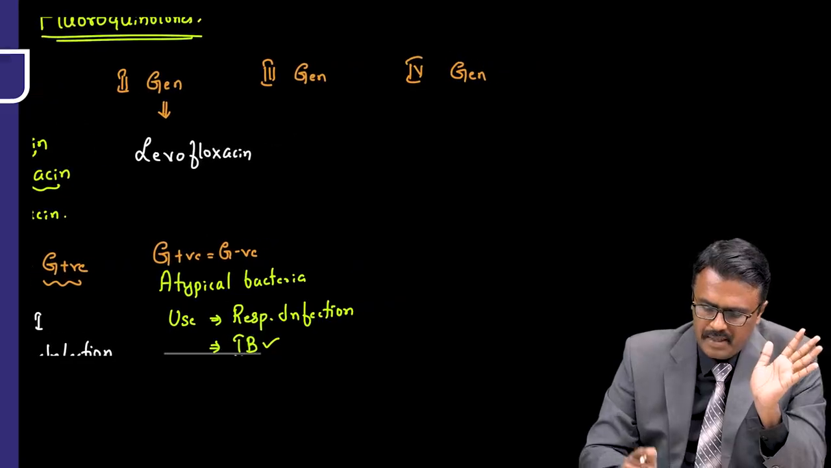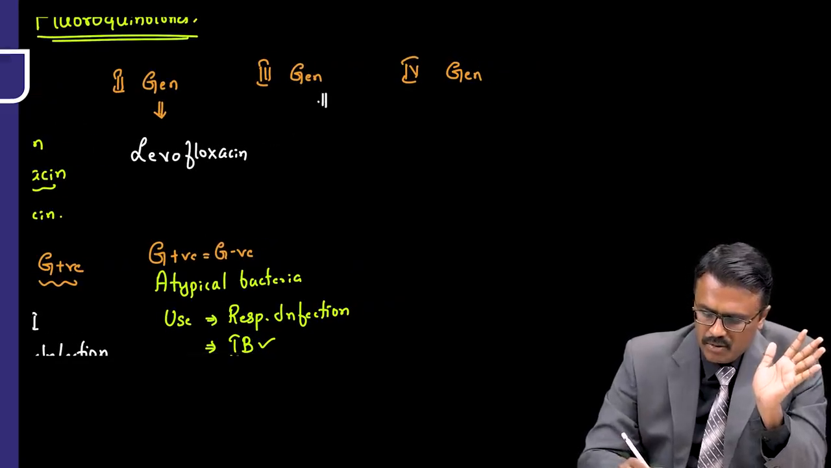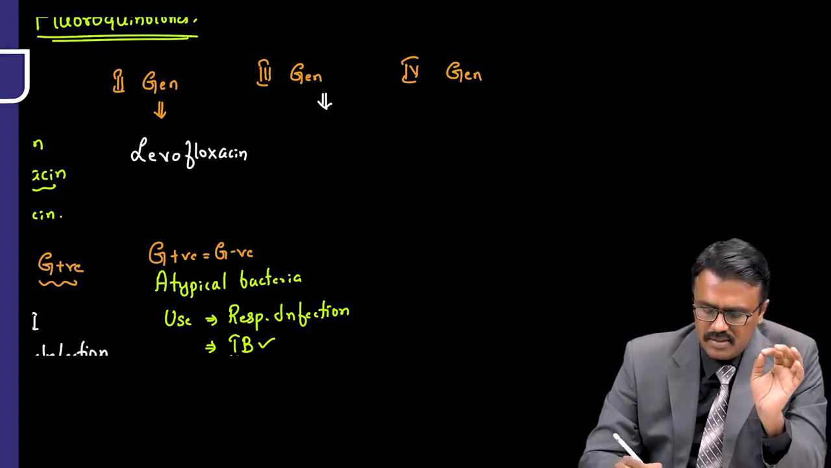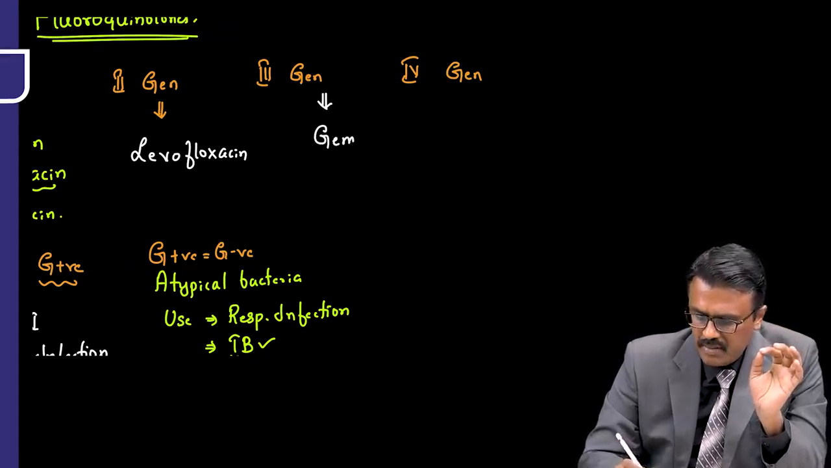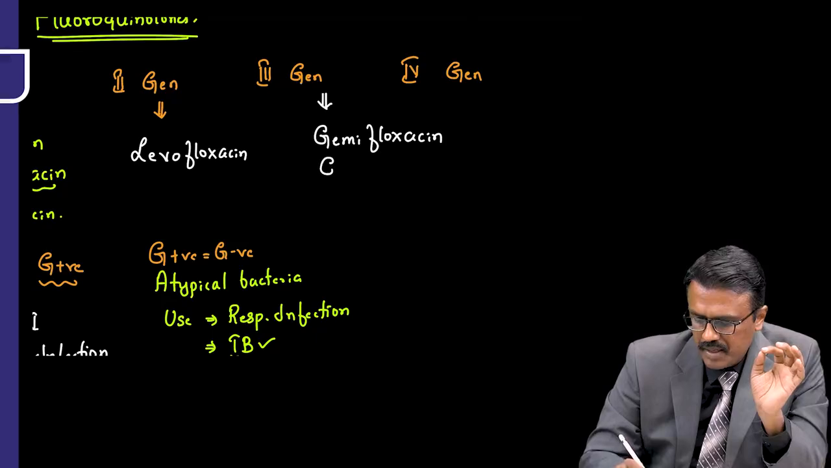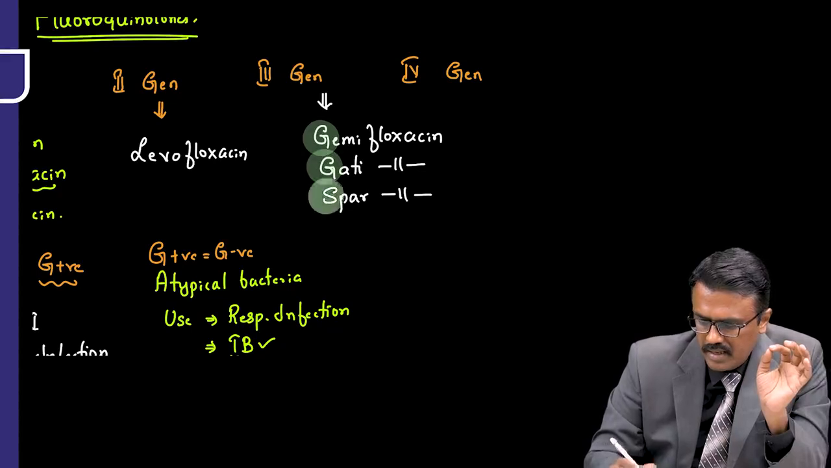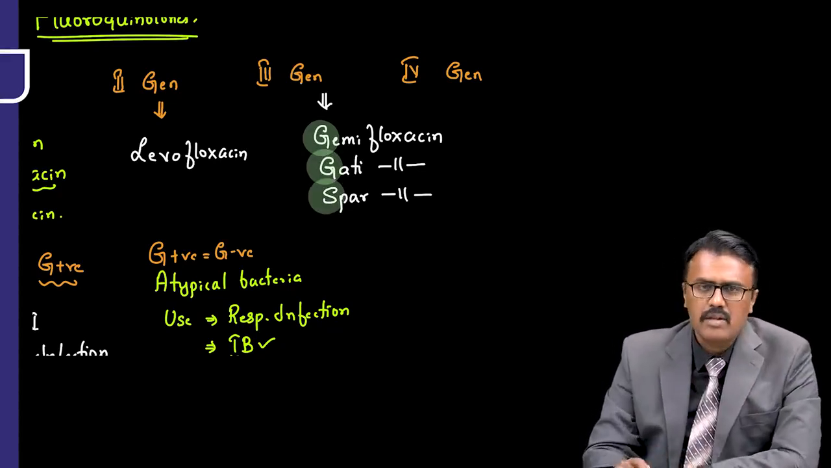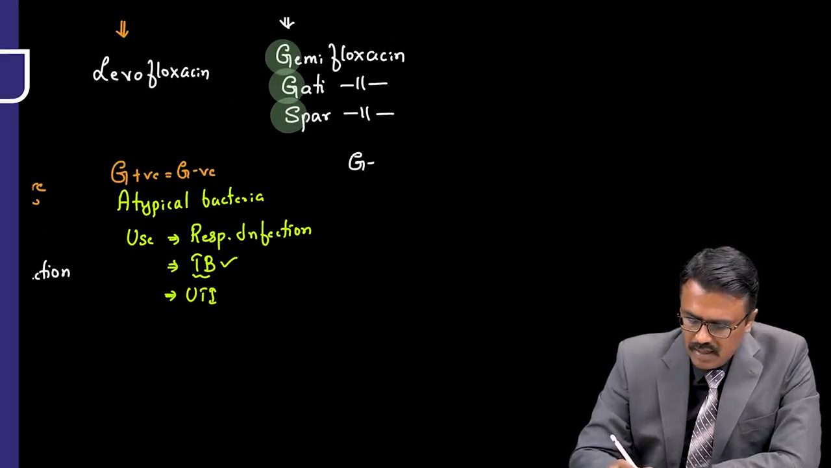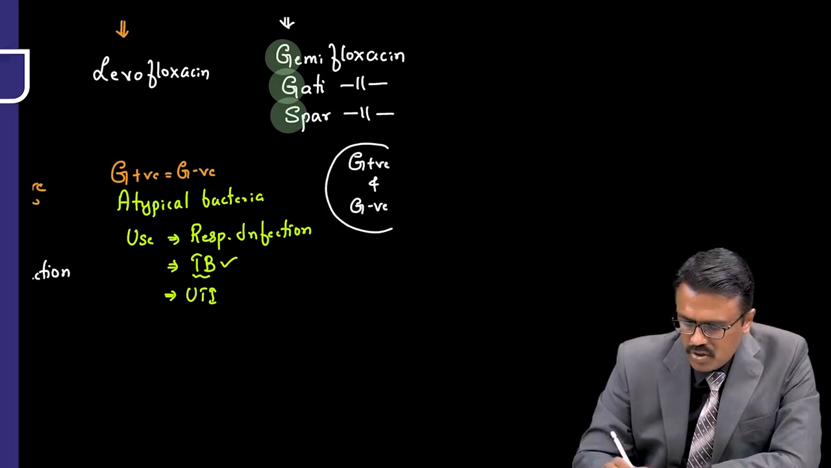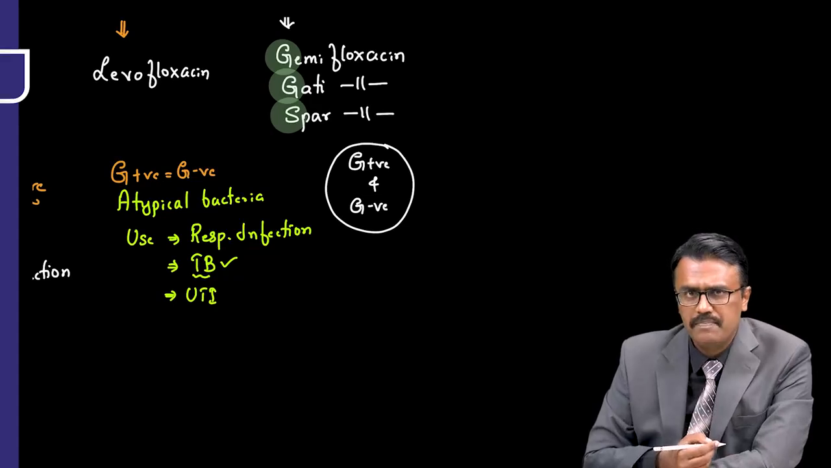The third generation fluoroquinolones are not that much used nowadays. For example, gemifloxacin, then gatifloxacin, then sparfloxacin. So GGS: Gemi, Gati, sparfloxacin. They can also cover gram positive and gram negative, and we are not using them very commonly nowadays, so don't worry about them.